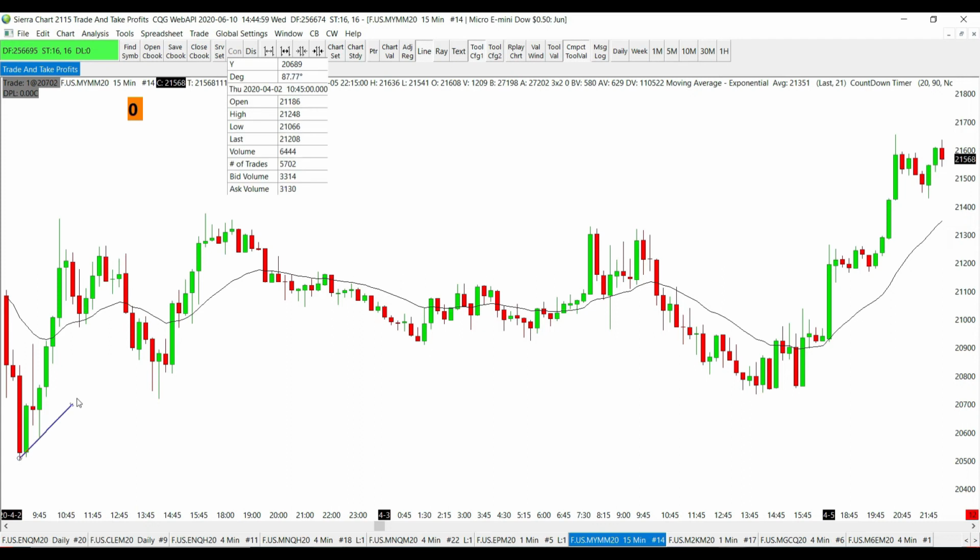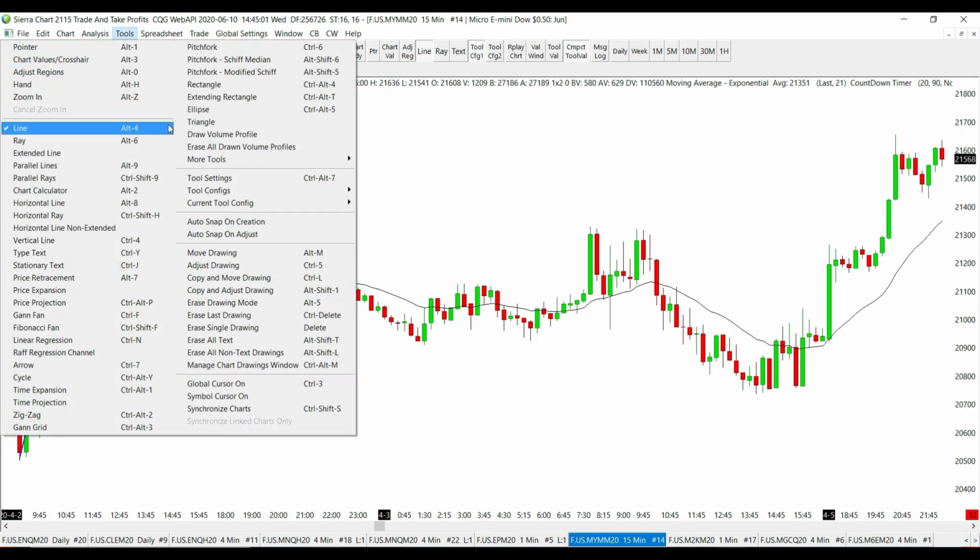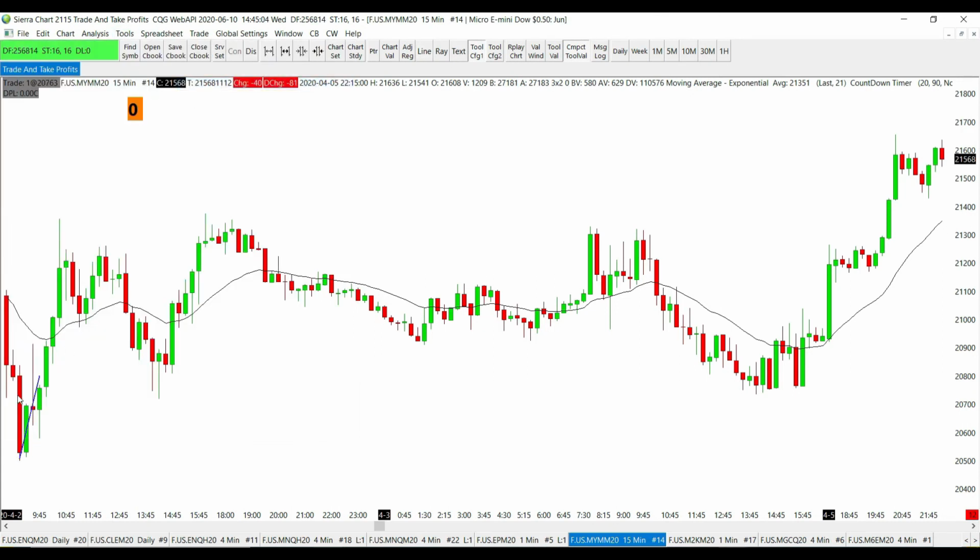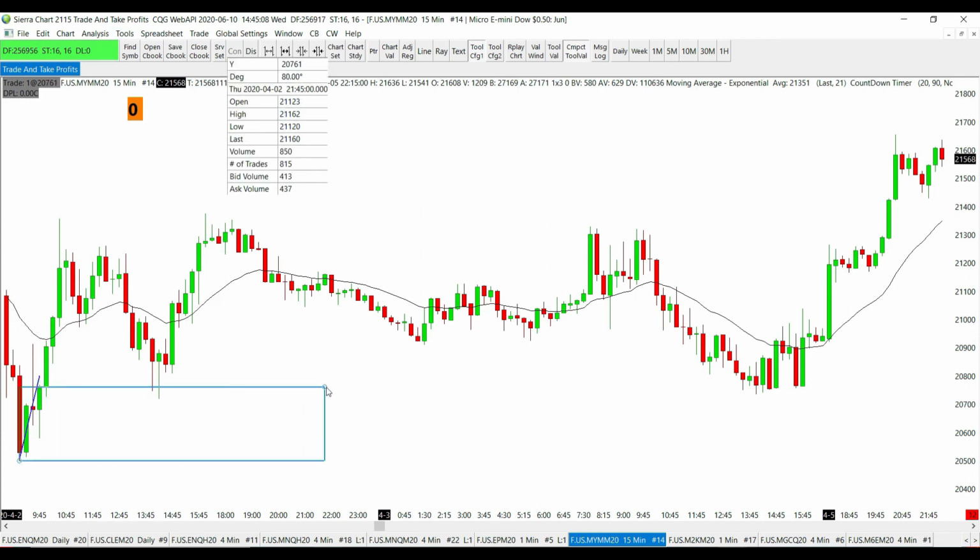We can start at this low, and hold on, guys. Let me see right here, rectangle. We can start at this low right here and put it to this high right here and drag it right here. Okay, let me erase this.